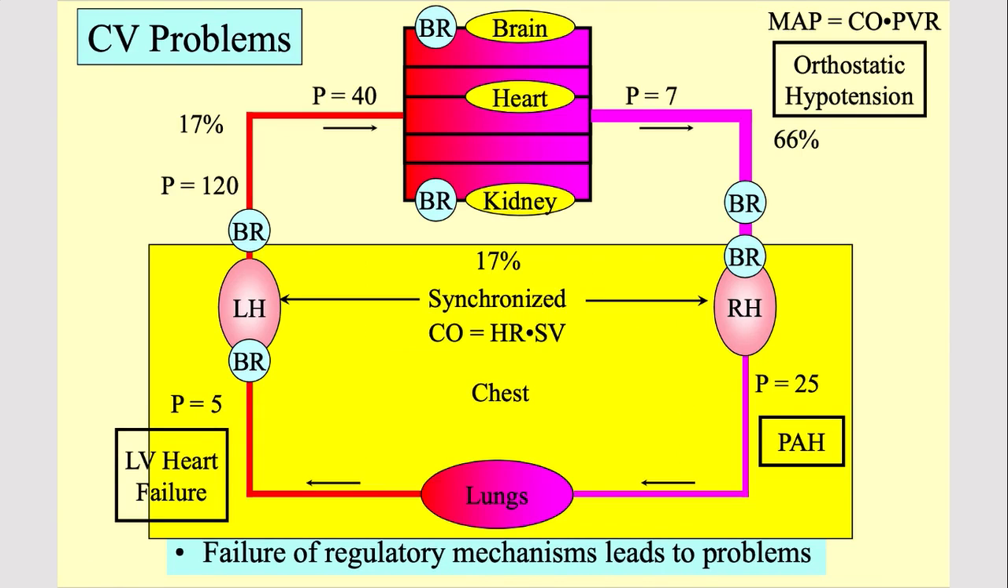So there's some cardiovascular problems that can occur. We have left heart failure, right heart failure, orthostatic hypotension, pulmonary artery hypertension. Let's talk about pulmonary artery hypertension first. So what does that mean? Pulmonary artery hypertension is a disease of the lungs. So what happens is patients who smoke or have significant pulmonary fibrosis of the lungs or lung tissues, this will decrease the lung's ability to push blood through it.